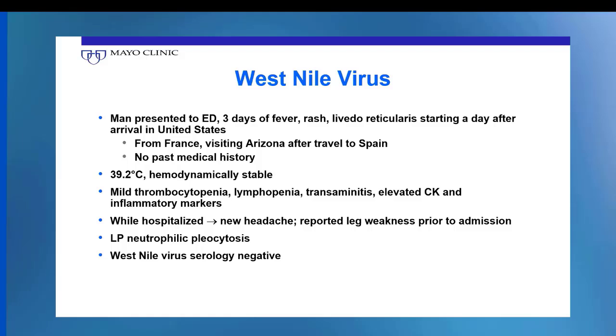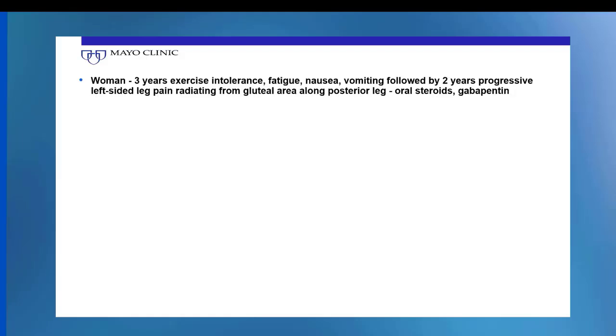And so they were thinking West Nile, but his West Nile virus serology at the time was negative. His CSF was sent for metagenomic sequencing, and that revealed West Nile virus. So this was helpful in making the diagnosis in that case.